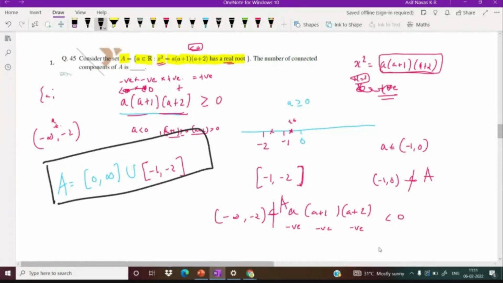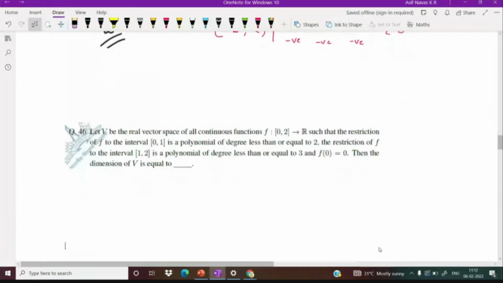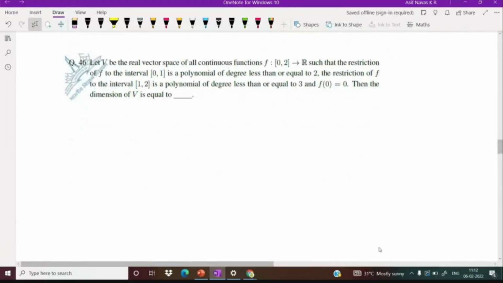So our A is the closed interval 0 to infinity union the closed interval minus 2 to minus 1. So the number of connected components: each is an interval, and an interval is connected. So 1 and 2. So 2 is the answer. So the number of connected intervals is 2. So that is one type of question. And the next question is from linear algebra.